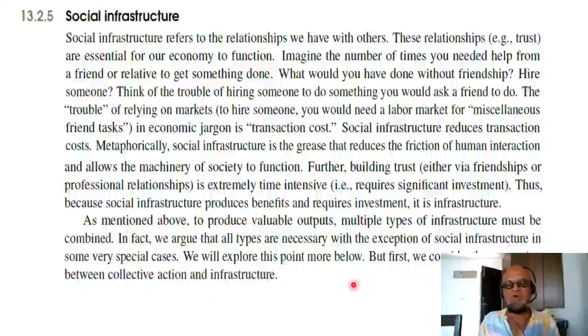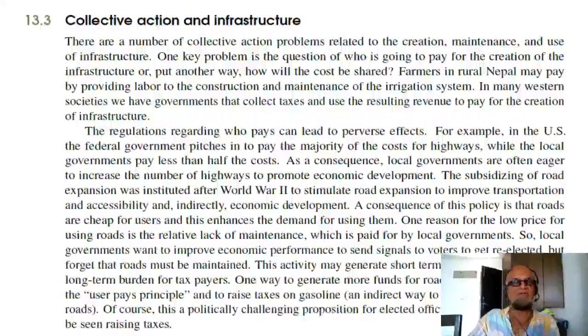We'll explore this point more as we go on, but first we consider the connection between collective action and infrastructure so that we can come back to common goods, which is our main topic here. So moving on then to collective action and infrastructure. In the system's perspective, there are a number of collective action problems related to the creation, maintenance, and use of infrastructure. One key problem is the question of who is going to pay for the creation of the infrastructure, or, put another way, how will the cost be shared? Farmers in rural Nepal may pay by providing labor to the construction and maintenance of the irrigation system, as we discussed before.